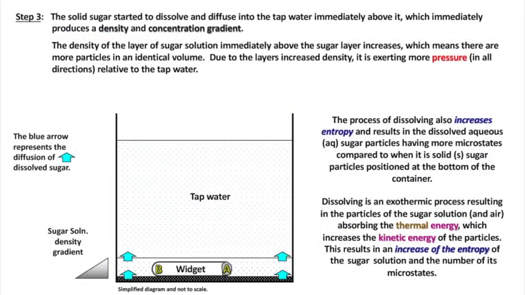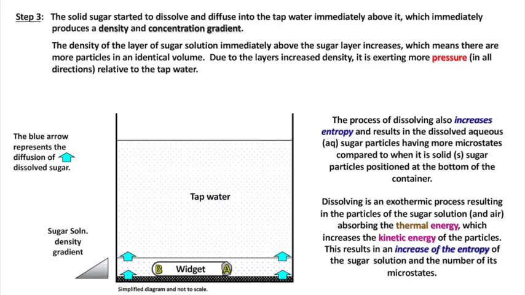Step 3. The solid sugar started to dissolve and diffuse into the tap water immediately above it, which immediately produces a density and concentration gradient. The density of the layer of sugar solution immediately above the sugar layer increases, which means there are more particles in an identical volume. Due to the layer's increased density, it is exerting more pressure in all directions relative to the tap water. The process of dissolving also increases entropy and results in the dissolved aqueous sugar particles having more microstates compared to when it is solid sugar particles positioned at the bottom of the container.